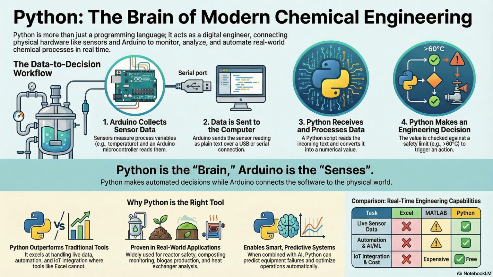Okay, so if Python is the brain, it needs good input. That brings us right to the first steps in that flow, the physical bridge. We're talking about sensors and Arduino. In any chemical process, we're constantly measuring critical variables: temperature, pressure, flow rate, pH. These are the vital signs. They're the heartbeat of the process, yeah.